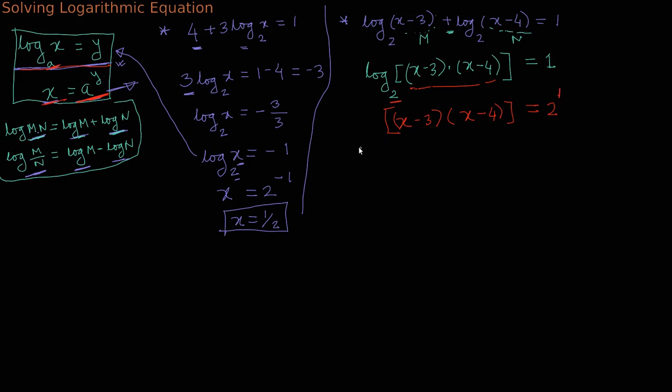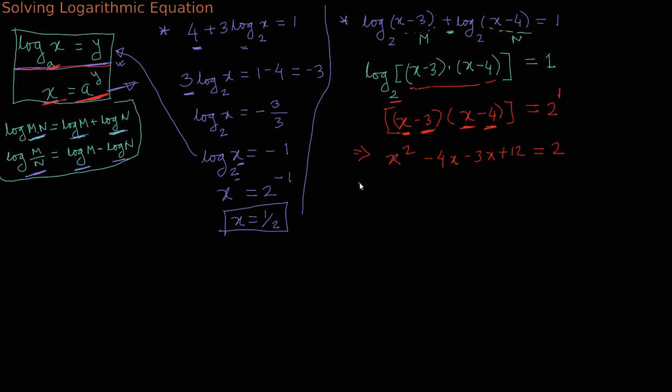Now let's expand it, let's multiply. I'm going to use the FOIL method. x multiplied by x is x square, x multiplied by negative 4 is negative 4x, then negative 3 multiplied by x is negative 3x, and negative 3 multiplied by negative 4 is positive 12, equals 2 power 1, which is 2.